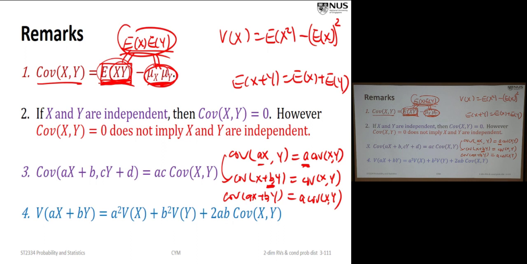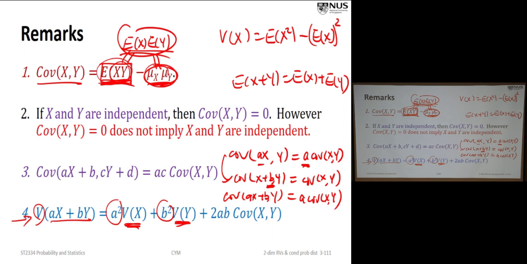So the variance of ax plus by. This in fact summarizes a lot of things. If I have a random variable which is the sum ax plus by, then the variance is equal to a squared times variance of x plus b squared times variance of y plus 2 times ab times covariance of xy. Why is that so? I'll just give you some idea.